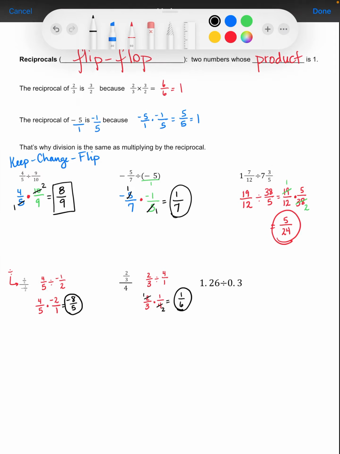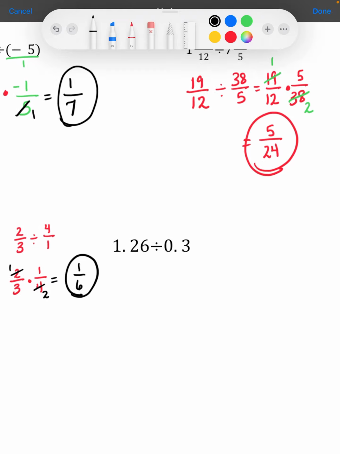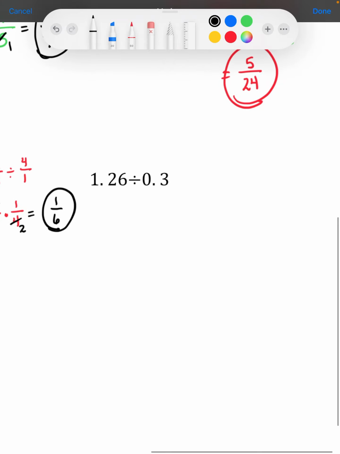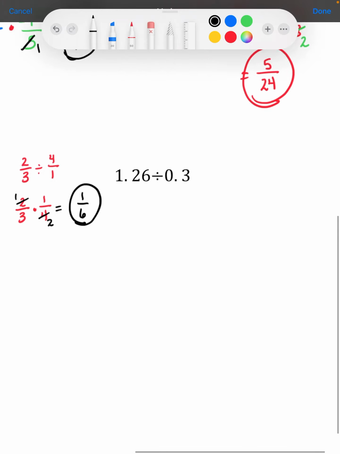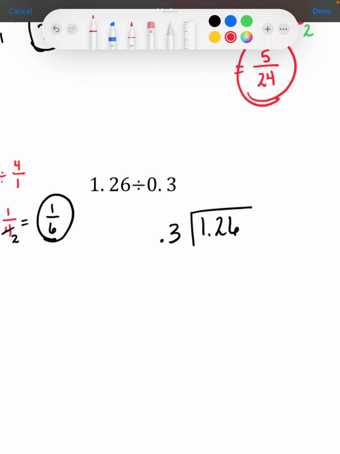Oh, I got another one. Huh. Well, I guess they just want us to remember how to do division with decimals. So let's go over that. 1.26 divided by 0.3. I know there's a lot of times at this point that we'd use a calculator, but this is still a good skill to remember.